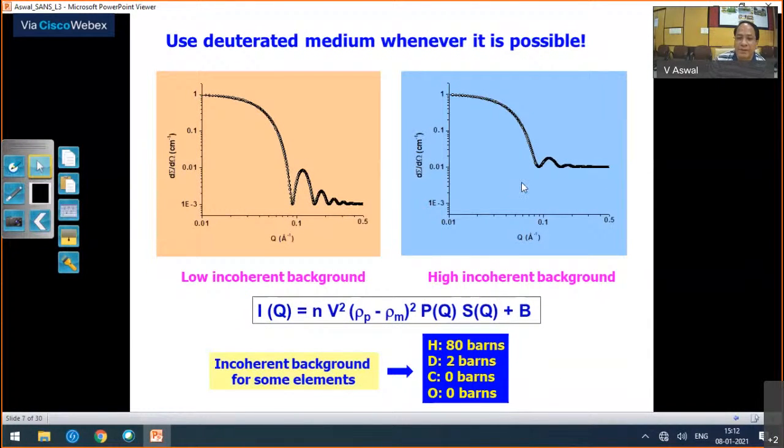If you have a higher content of hydrogen in the sample, then to minimize incoherent background, it is advisable to take a lower thickness of the sample. And this is the incoherent background for some of the elements, and you can see that hydrogen has the highest. If the hydrogen content in the sample is above 5-8%, then it is advisable to go for lower thicknesses, 1 and 2 millimeter. But if it is less, close to 1-8%, then you can take thicknesses up to 5 millimeter.